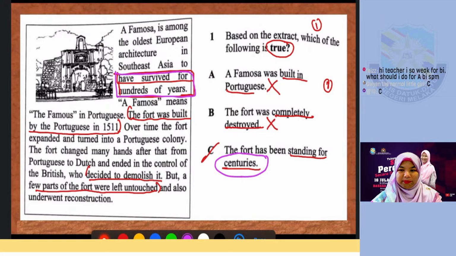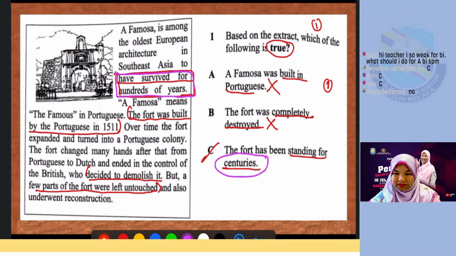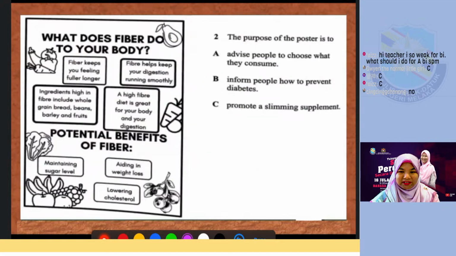Okay, let's try another one. What does fiber do to your body? Fiber. Yes, is it C? No. Why no? Oh, okay, your answer to my previous one. Okay. Here, let's try number 2.